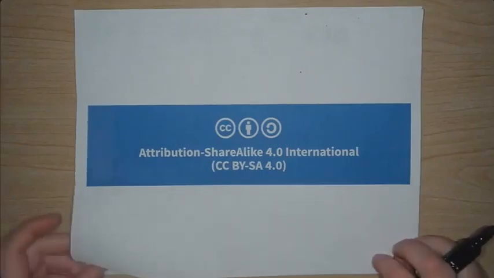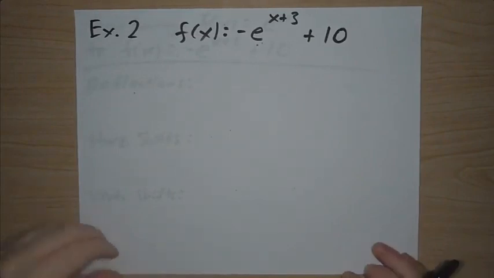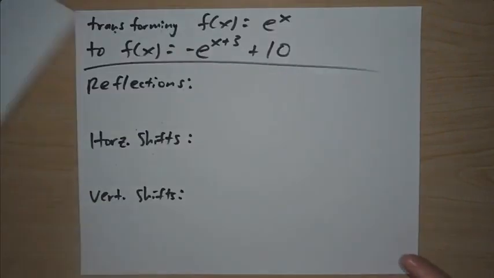This is example 2 of the exponential functions lab. We have the following function, f of x equals negative e to the x plus 3 plus 10. For part 1, we want to determine what transformations we can use on f of x equals e to the x, which is a function we are already more familiar with, to get our function f of x equals negative e to the x plus 3 plus 10.